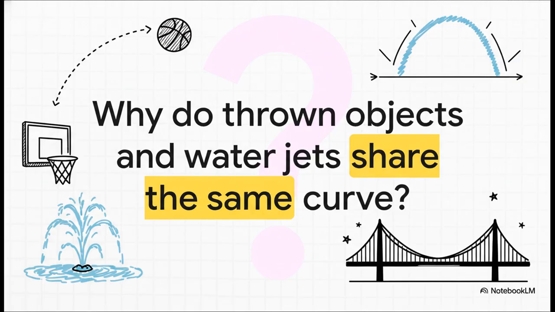When you see a basketball swish through the hoop, or the arc of water from a fountain, or even the shape of a massive satellite dish, they all share this exact same perfect, predictable curve. You might think it's just a coincidence, but nope. It's actually a sign of a hidden mathematical rule pulling the strings behind the scenes.